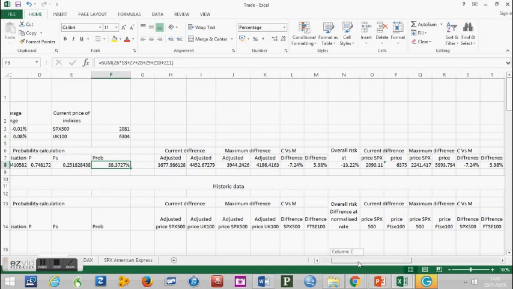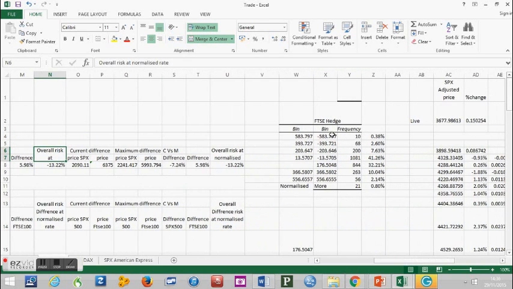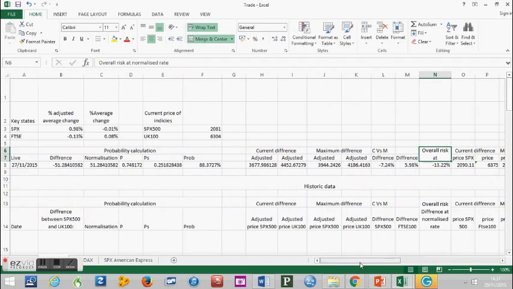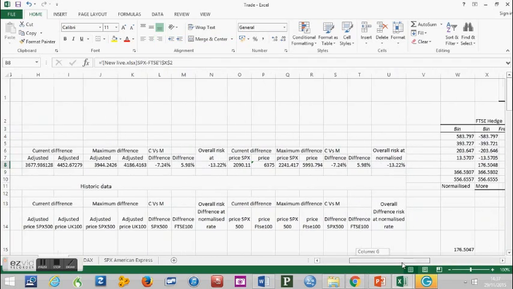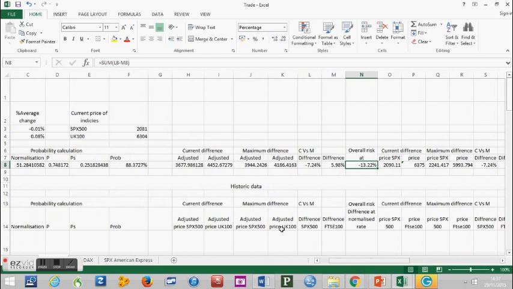And this works out our overall risk, because obviously, as you can see here, it never really goes further out than minus 583 or 556. So this just works out from where the difference is at the moment. So the difference is minus 51. How much percent does price need to change for it to go to, say, minus 583? And that gives us our overall risk, which is minus 13.22% if we were to take this trade, which is quite a lot of risk. Too much risk for me.